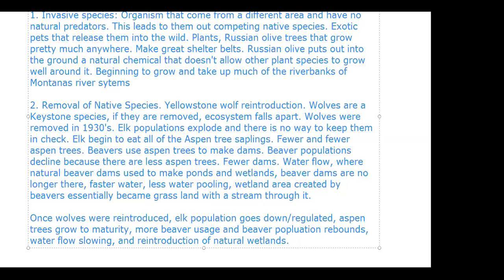Okay, does everybody see how these two types of trophic disruptions, whether it's an invasive species adding something new that has no competition, or removing something like a keystone species like wolves, can cause these two types of things to happen?